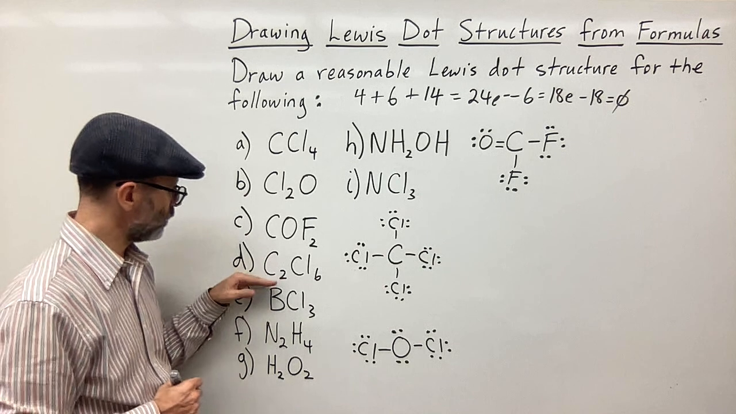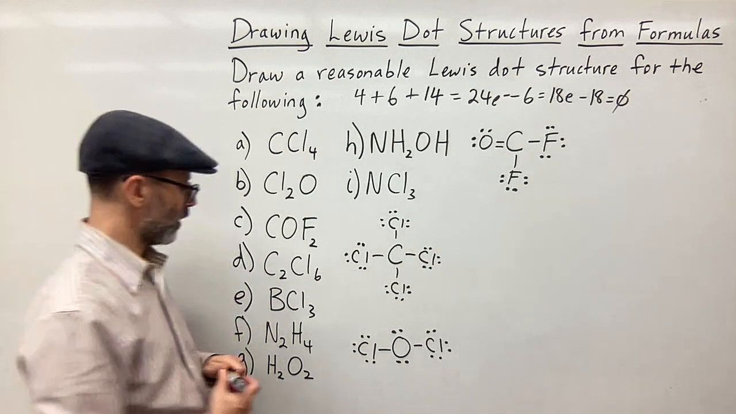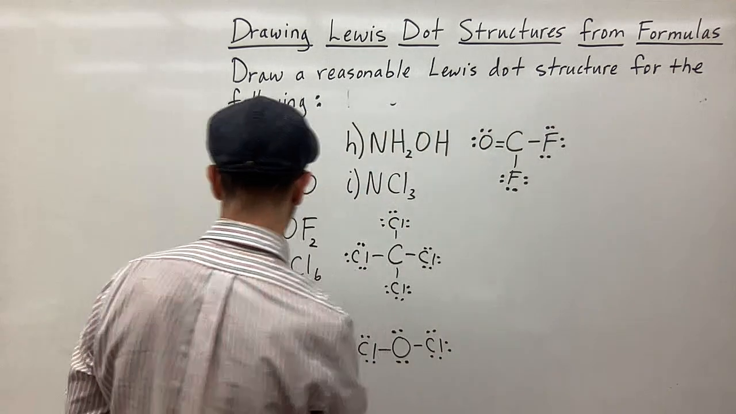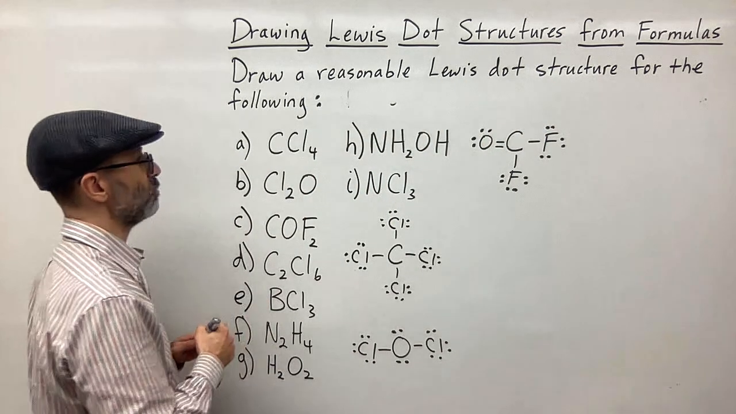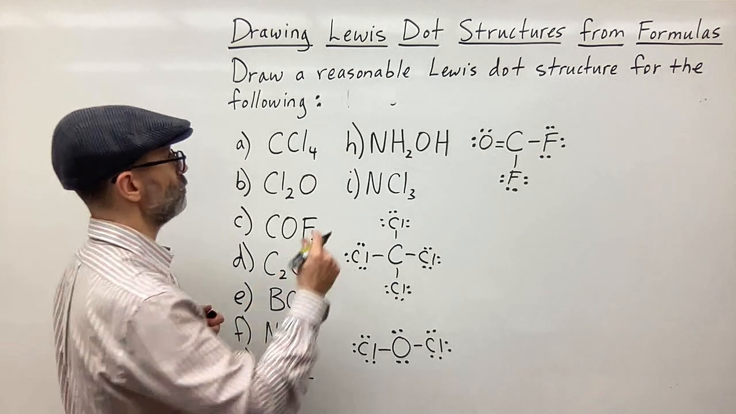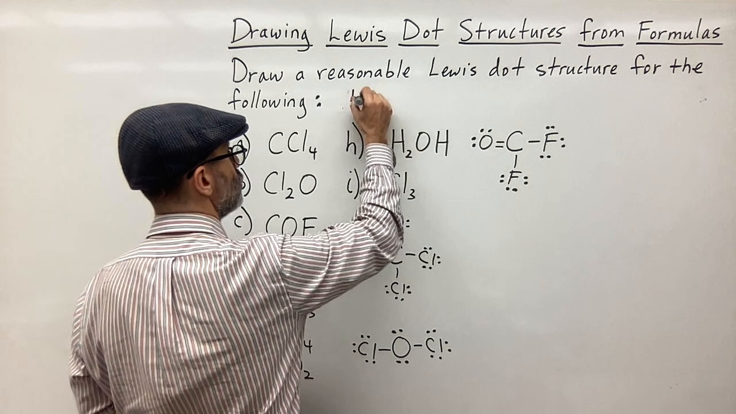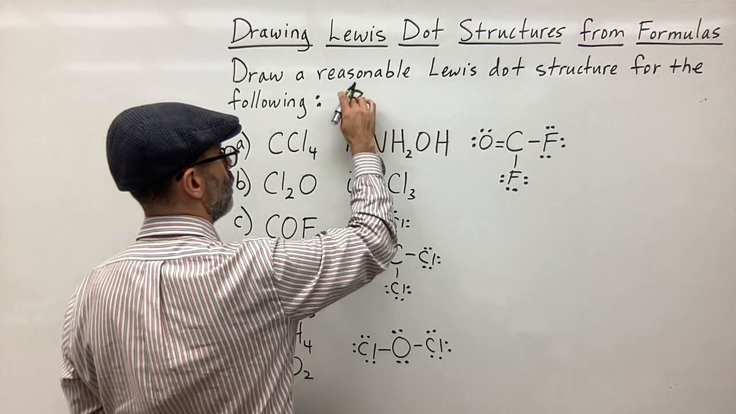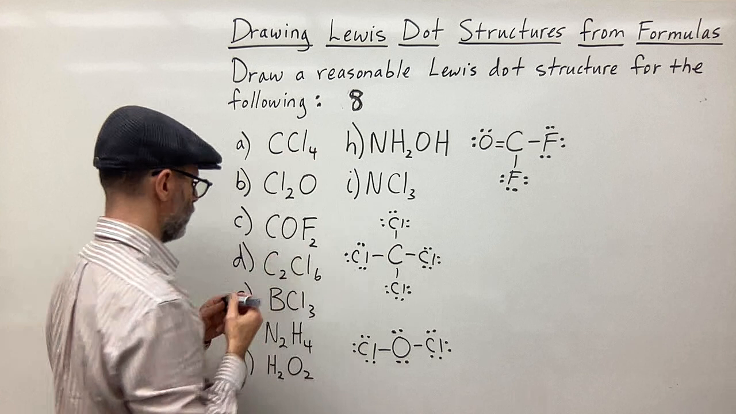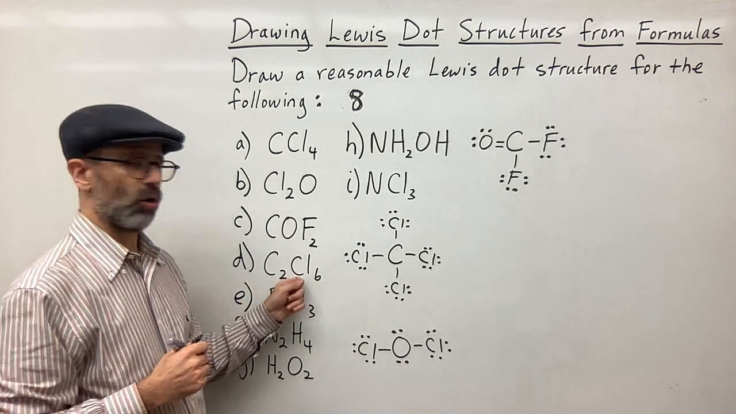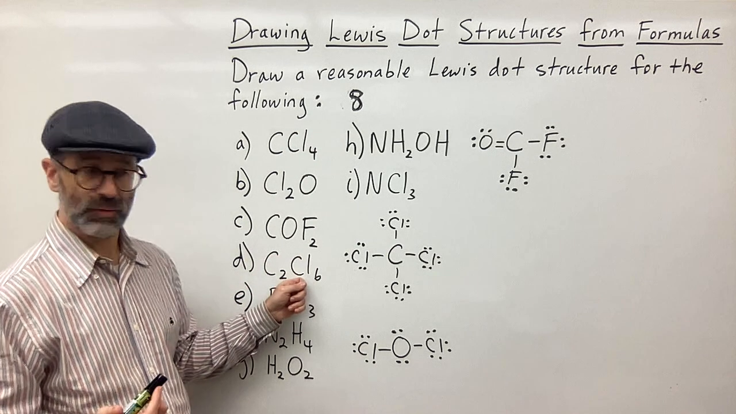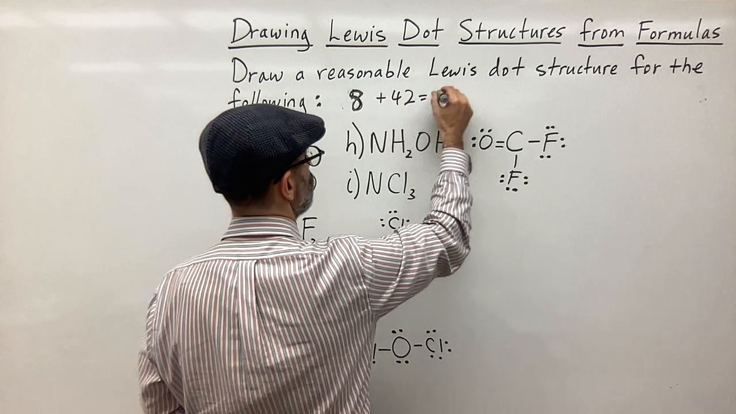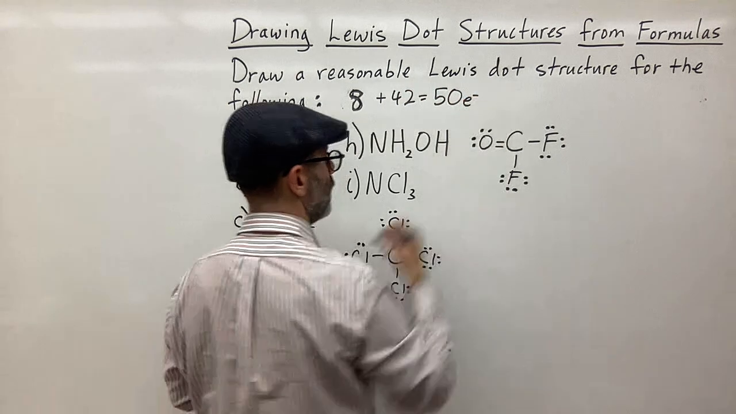Let's keep going. So D, we have C2Cl6. So again, let's add up our valence electrons. I have 2 carbons, that's going to be 4 times 2. Carbon is in group 4. So 4 times 2 is 8. So I have 8 valence electrons from the carbons. And I have chlorine. Chlorine is in group 7, but I have 6 of them. So 6 times 7 is 42. So add those together. I have 50 electrons to use.